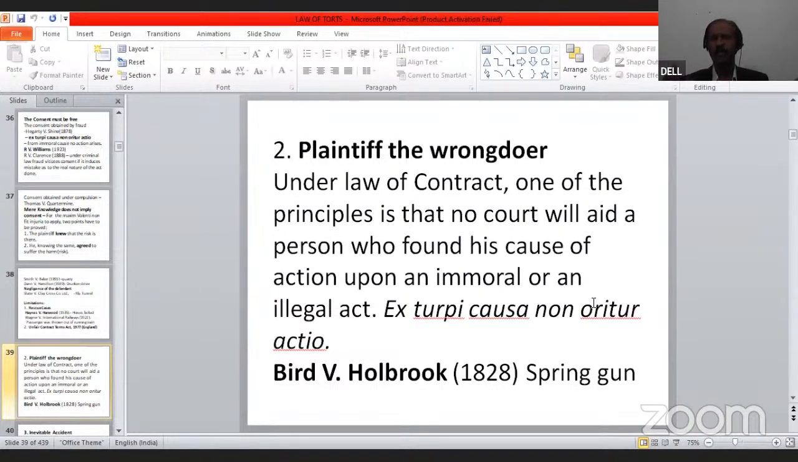So that's why, whenever the plaintiff involves himself or contributes negligence and gave consent for an illegal or immoral purpose, there is no liability. The defendant can take the defense.